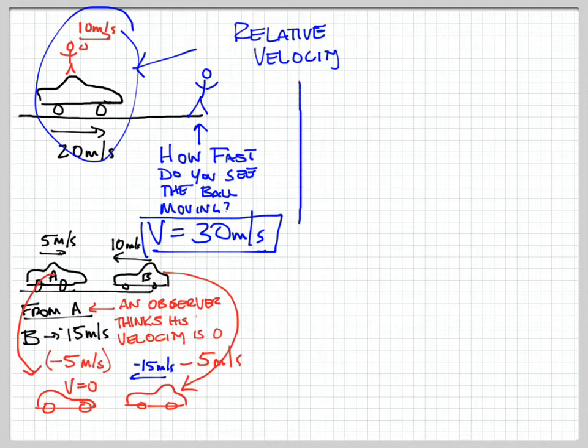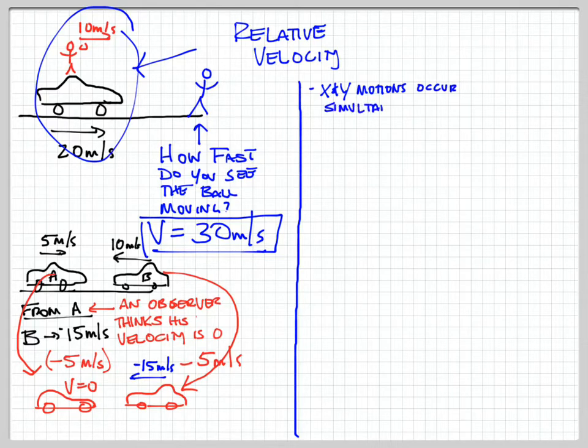But we've been doing stuff at an angle, so we're going to have to look at relative velocity at an angle. And the best way that we have, okay, so looking at angles, looking in two dimensions, we're talking about x motion and y motion. So one important thing to note is that the x and y motions occur simultaneously. Basically, which means at the same time.